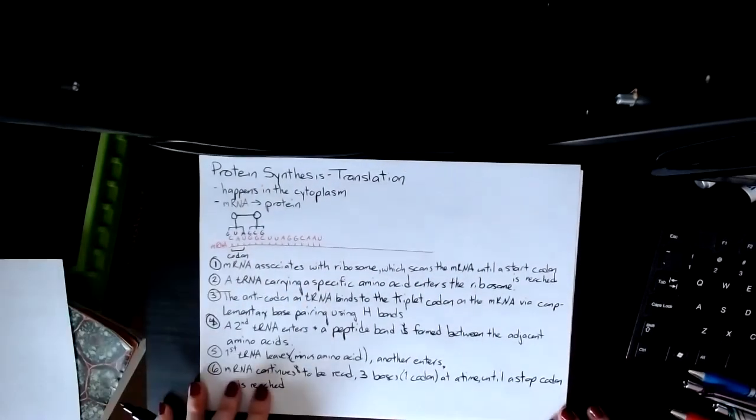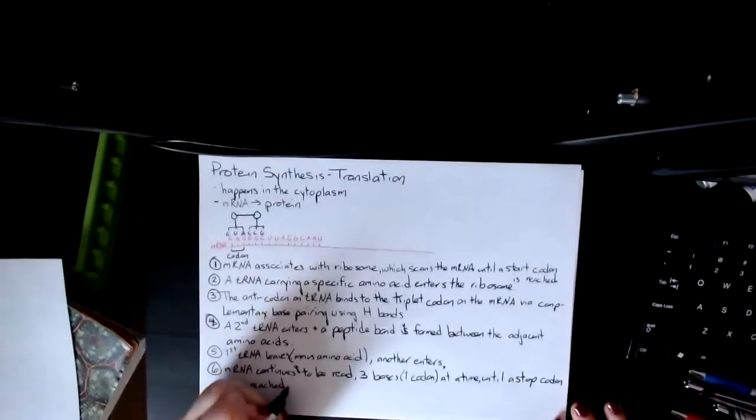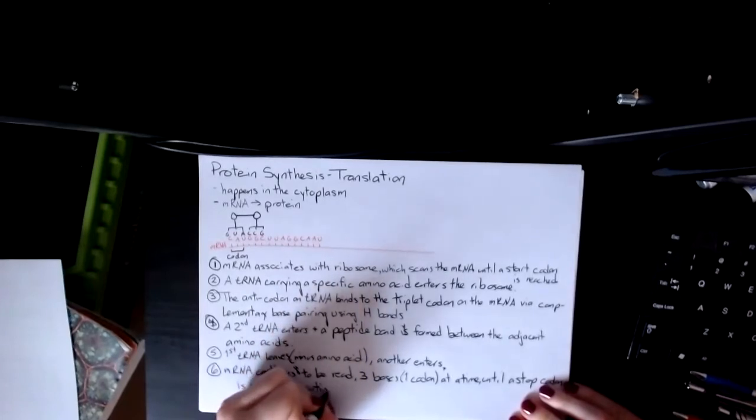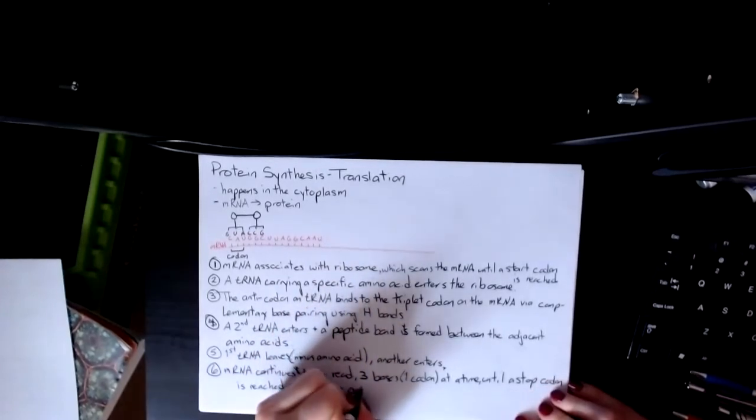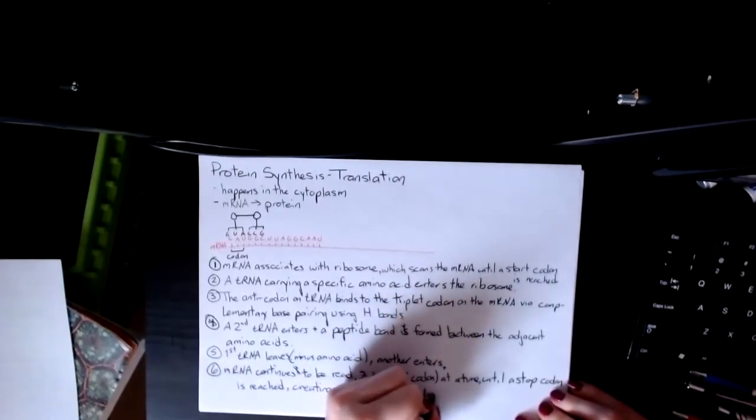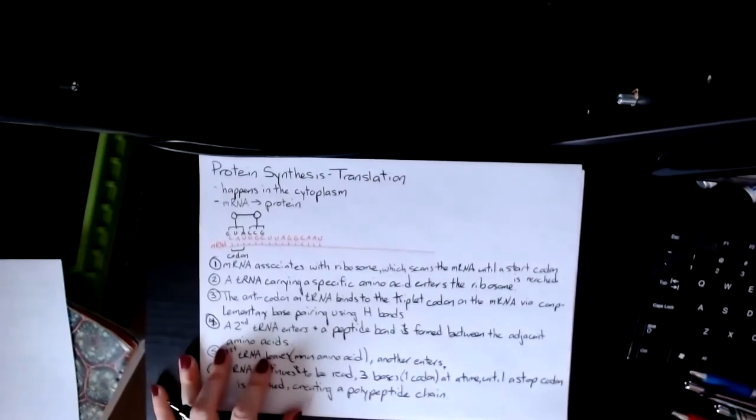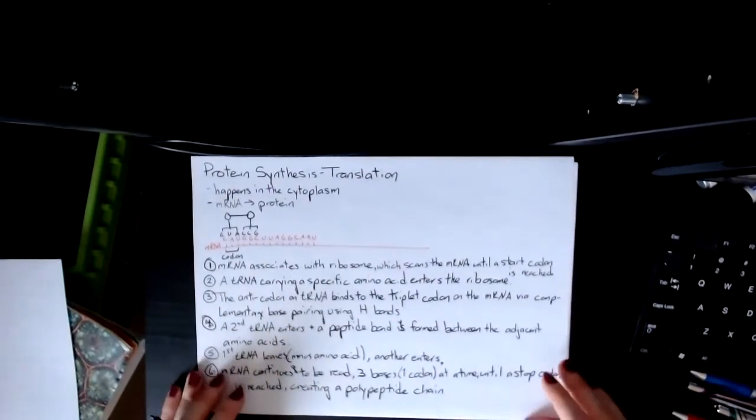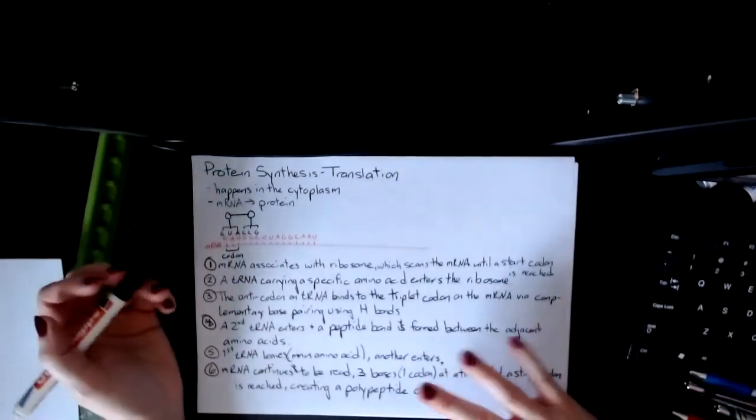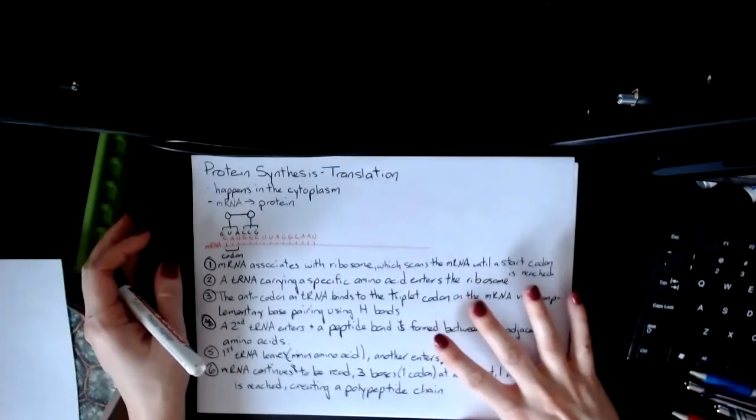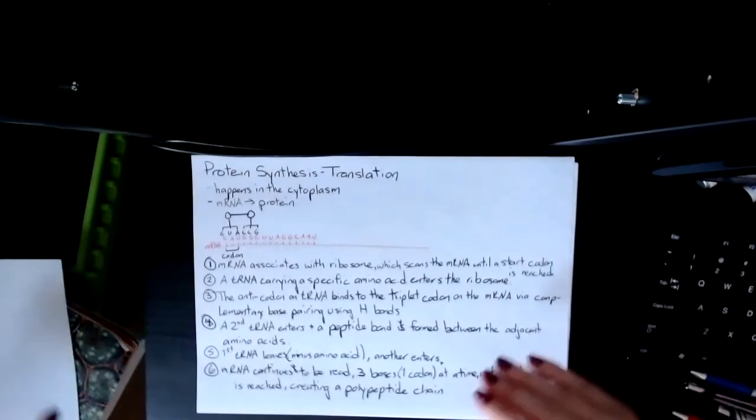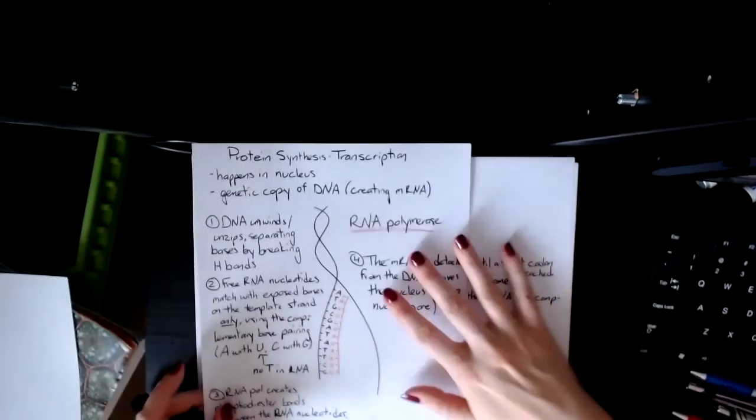Okay. And the idea is that what this does is it creates a polypeptide chain, which then, of course, upon release from the ribosome will fold into its final tertiary structure. Okay, so this one and the other one together hopefully gives you an overview of the protein synthesis process.